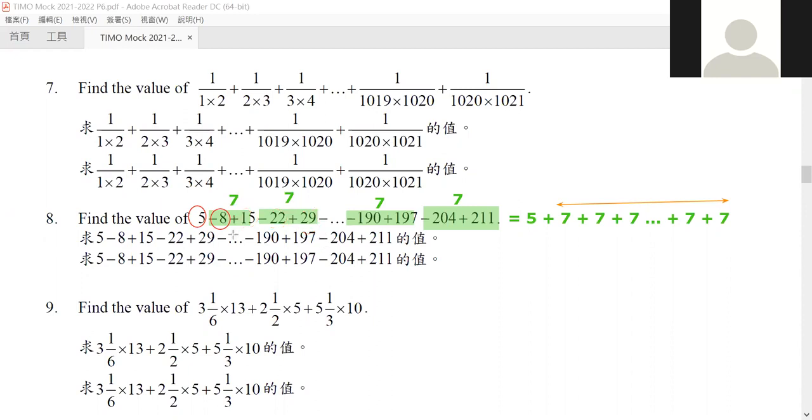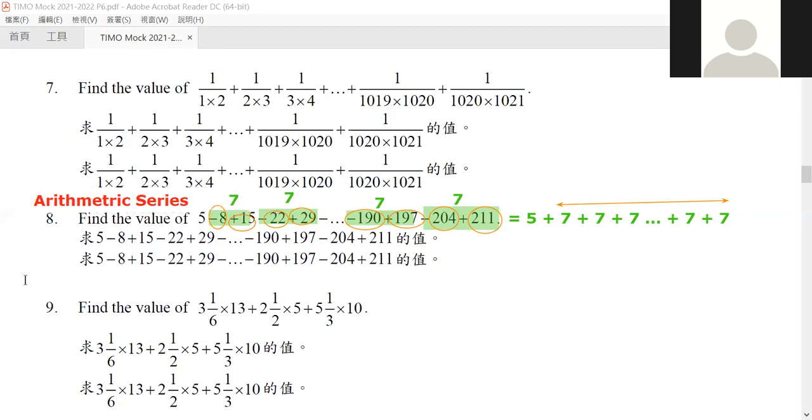So in here, you can see that for all these terms from 5 to our... now, except the first term, all the terms from 8 and 15 and 22 and 29, up until our final term, they are all a so-called arithmetic series. Now, what is the arithmetic series?